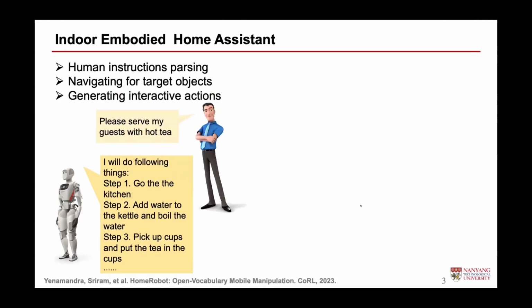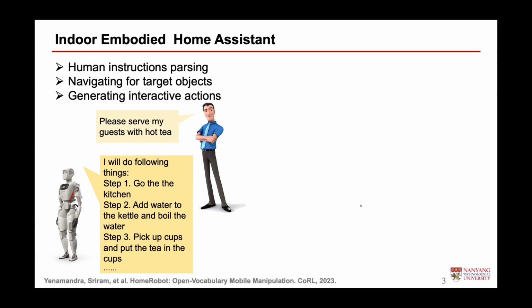We mainly focus on household tasks because household tasks, I think, have the largest customer base, and they are also a challenging topic because in our indoor scenarios, the scenes are always very cluttered and complex. So this task can be defined like this. Given a human instruction, for example, please serve my guest with a hot tea, the robot should physically complete the actions in this household scenario.